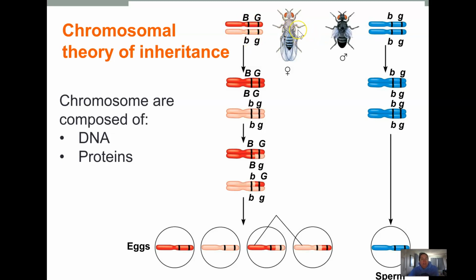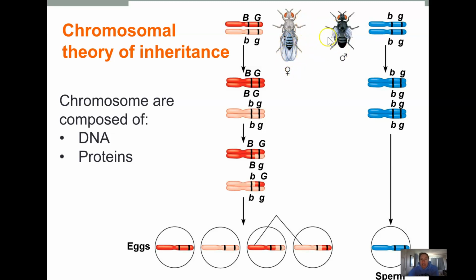So she's heterozygous for body color. And remember, in a heterozygous individual, the dominant trait is the one that will appear. And in this case, the dominant trait, therefore, must be this gray color. For wing shape, she's also heterozygous. She's capital G, lowercase g, and therefore we know that the normal wing shape would be the dominant trait, because that's the one that appears in a heterozygous individual.